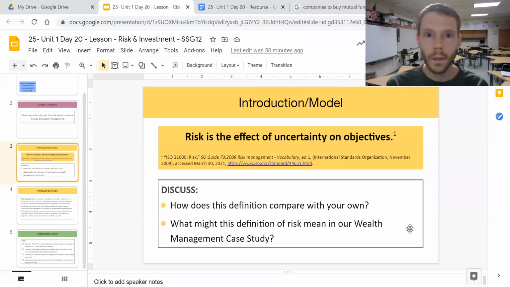Rader, and in this economics video, we will examine risk and investment as it applies to the wealth management case study for day 20. And it's really intended to help students really think through possible risks and rewards for particular kinds of investments. So in the introduction model, your teacher most likely had you look at this definition for risk as the effect of uncertainty on objectives. And perhaps your teacher asked you to compare that definition with your own.